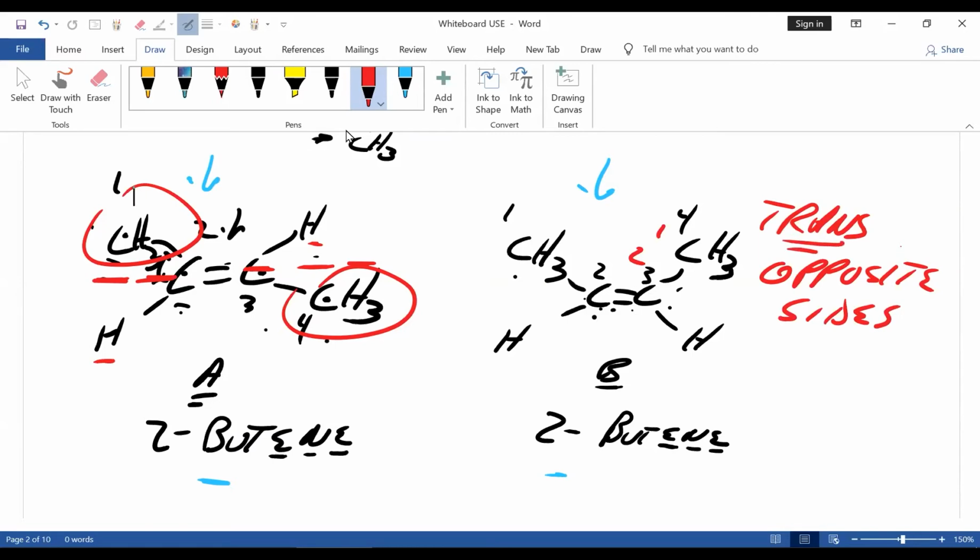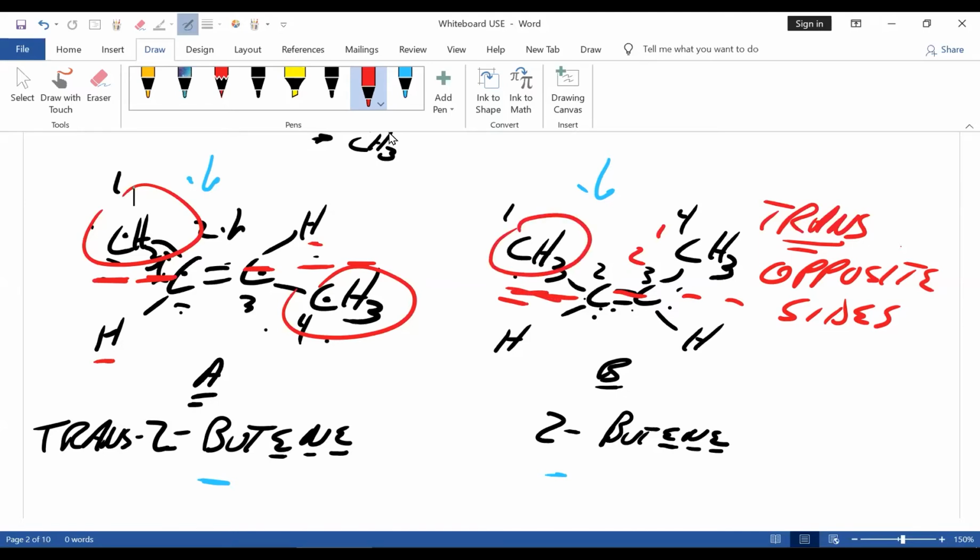And when things are on opposite sides in a double bond, we call that trans. So the correct IUPAC name would be trans-2-butene. Now, if we look at the other molecule B, and I put in that same plane, it's really like if you put your hand there or a pen, laid it on here.